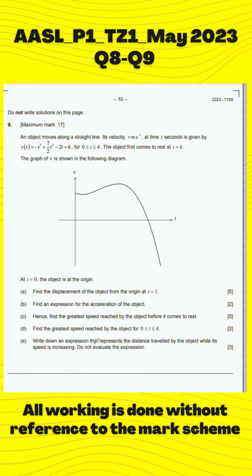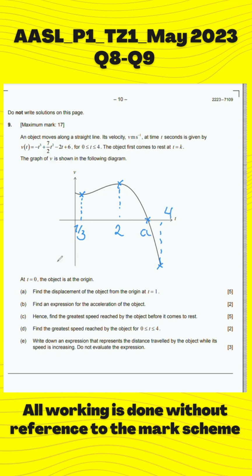Okay, write out an expression that represents the total distance traveled while the speed is increasing. In order for the speed to be increasing, the velocity must be positive and going up, or negative and going down. So it will be from here to here and from here to here. So t here is 1 over 3, t here will be 2, t here will be 4, and this one, let's say, is a.